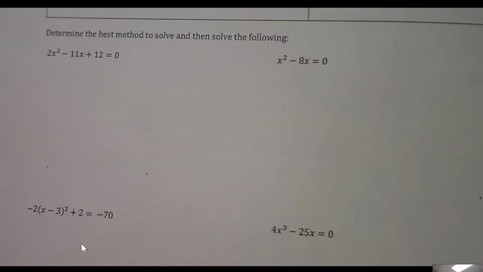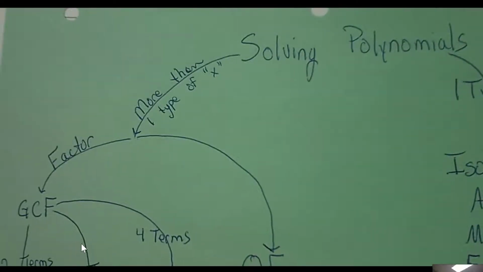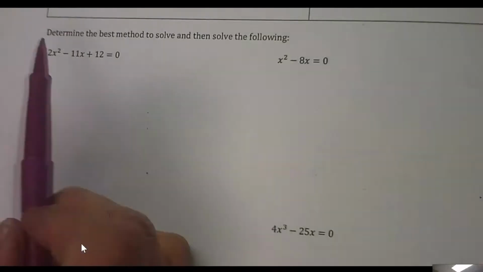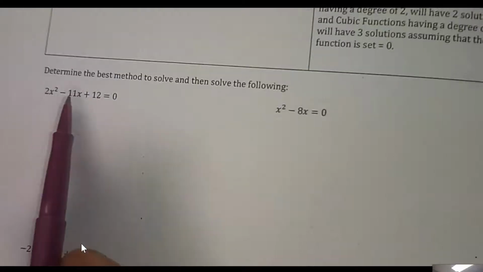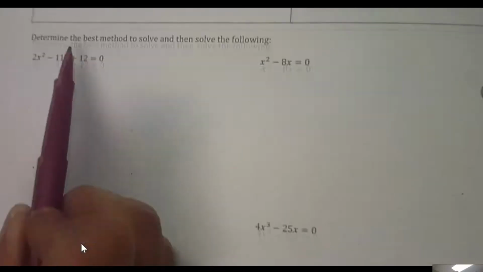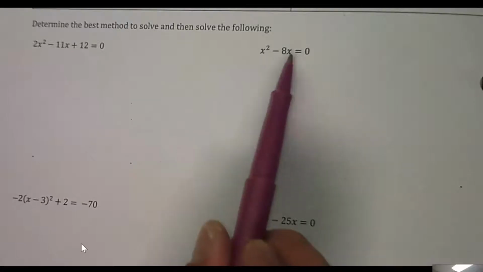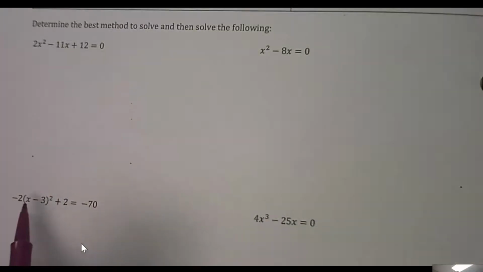All right, so just a reminder of what this cheat sheet says, solving polynomials. If you have more than one type of x, that would be like x squared and an x. So you have x's with different degrees attached to them, x to the second, x to the first. This has more than one type of x because it has x's to different degrees. But in this problem, I only have one x. I don't see another x. This is to the first degree. So we solve them differently.